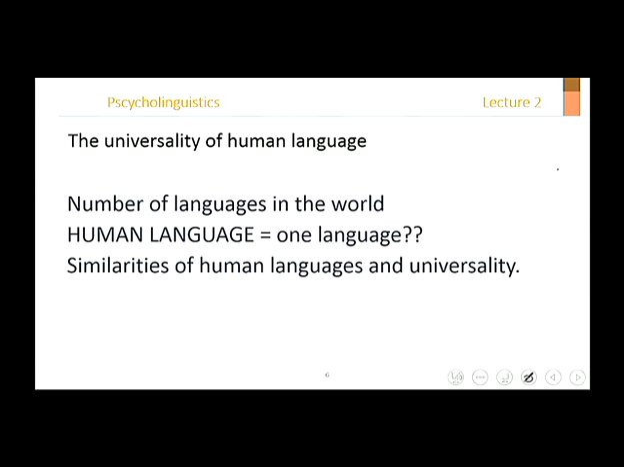Right. Now the universality of human language. Now, approximately, do you know how many languages there are in the world? Just give me a figure. Think of a figure for yourself. According to the latest investigation, there were 6,000 more or less languages in the world, right? 6,000 languages in the world, different languages.